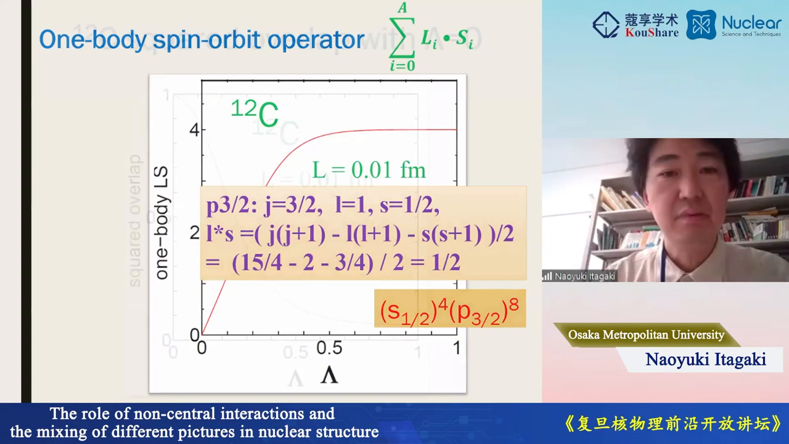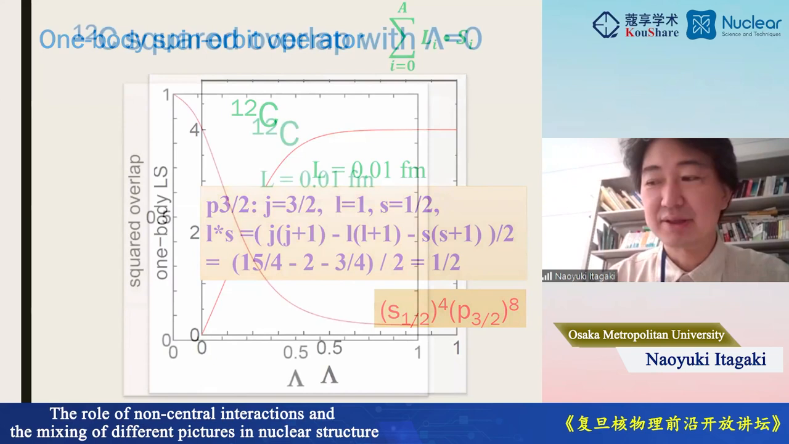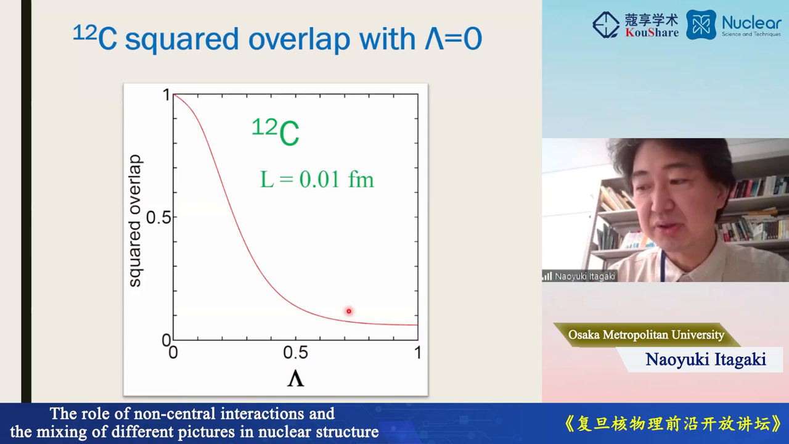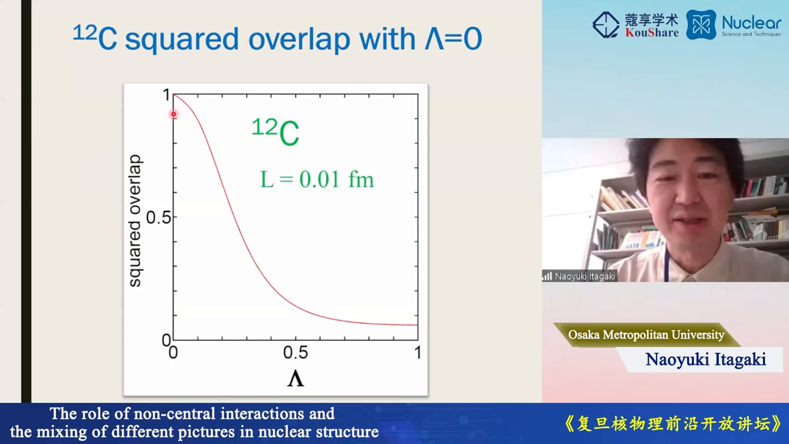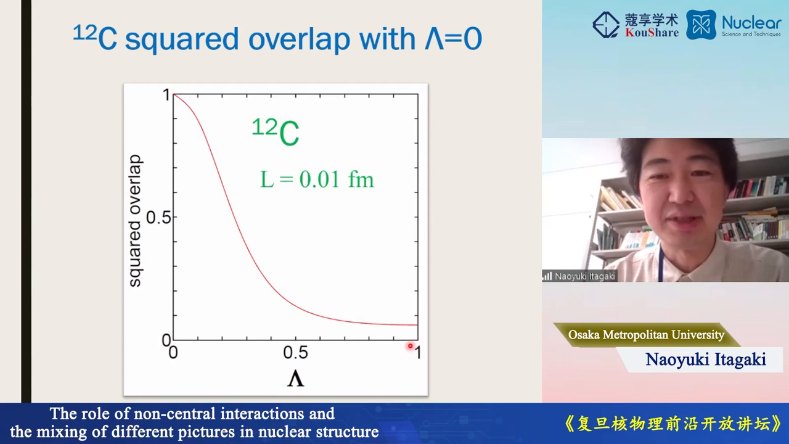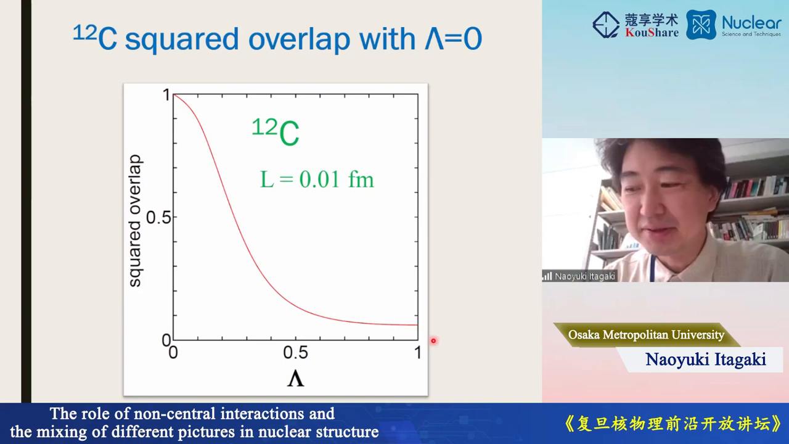And the other message I would like to show is that the three-dimensional harmonic oscillator, which is a traditional cluster model with small distance, and the JJ coupling shell model are quite different. What we can see is the overlap between the initial state, lambda equals zero, and the final state, lambda equals one. The overlap is initially one, but it decreases with increasing lambda, and the lambda equals zero and one states have a squared overlap of several percent, less than 10%. So the JJ coupling shell model and the three-dimensional harmonic oscillator wave function are quite different. That's a message.